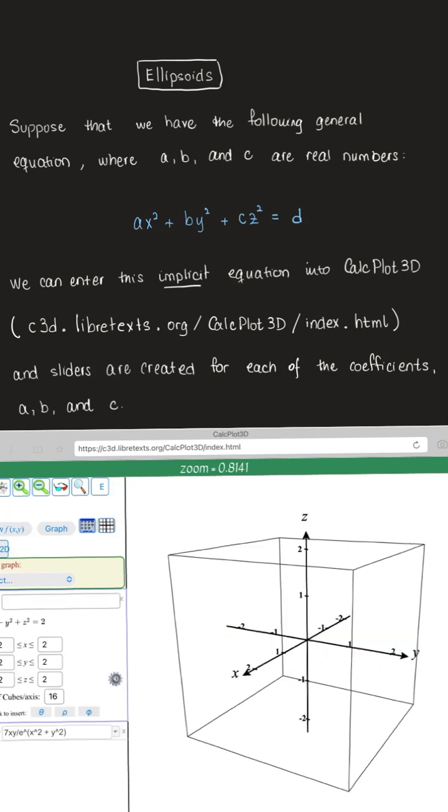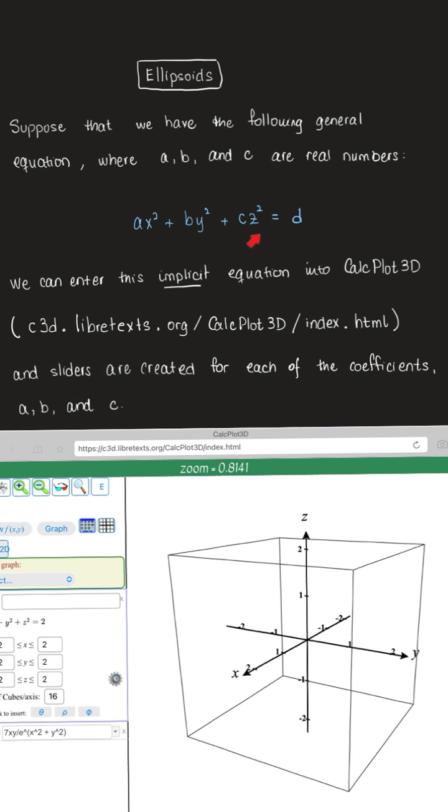In this video, we're going to look at a specific type of surface called an ellipsoid. The sphere is actually one type of ellipsoid. And so let's suppose that we have the general equation where a, b, c, and d are real numbers, and we have ax squared plus by squared plus cz squared equals d.